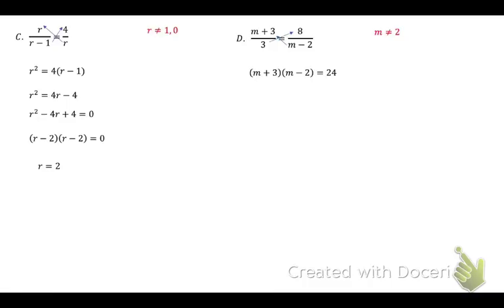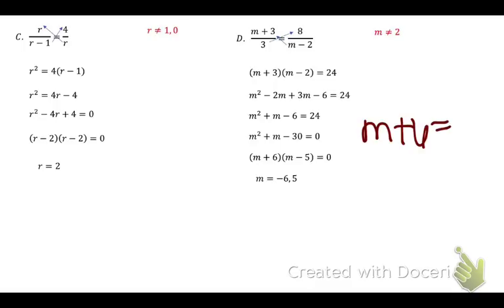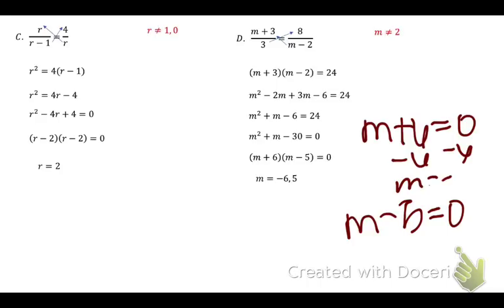Cross multiply, you get m plus 3 times m minus 2 equals 24. We're going to multiply that out, so you get m squared minus 2m plus 3m minus 6 equals 24, which is m squared plus m minus 6 equals 24. Subtract that 24. m squared plus m minus 30 equals 0, which is going to be m plus 6 and m minus 5. So m equals negative 6 and m equals positive 5. I just got those from setting m plus 6 equal to 0 and m minus 5 equal to 0. So I subtract the 6, so m equals negative 6. Add the 5, so m equals 5.